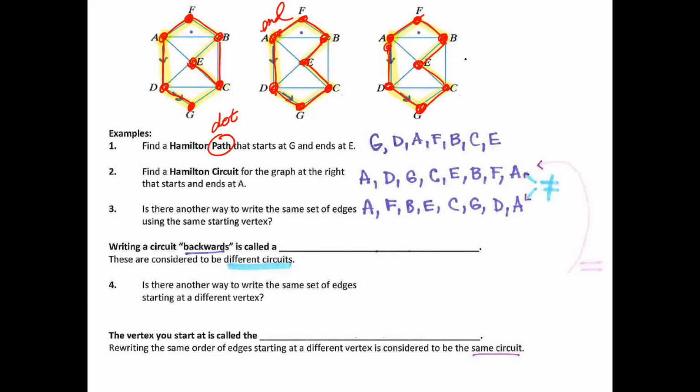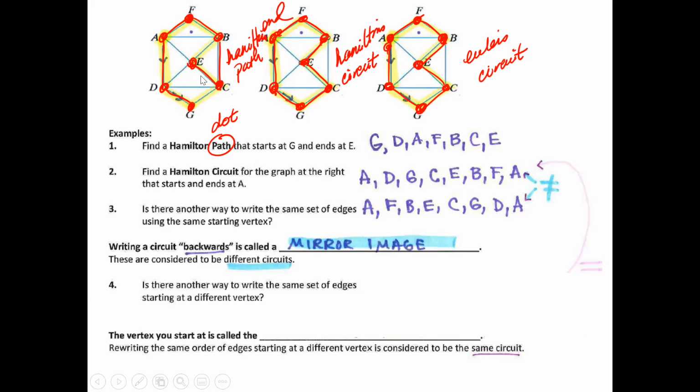So this right here is a Euler's circuit. This one here is a Hamilton's circuit. And the first one is a Hamilton's path, because you did not end with the same point that you started off with. It is very possible for you to write the circuit backward. It's called a mirror image. So here is another way to write the same set of edges, but you just simply start with a different vertex.